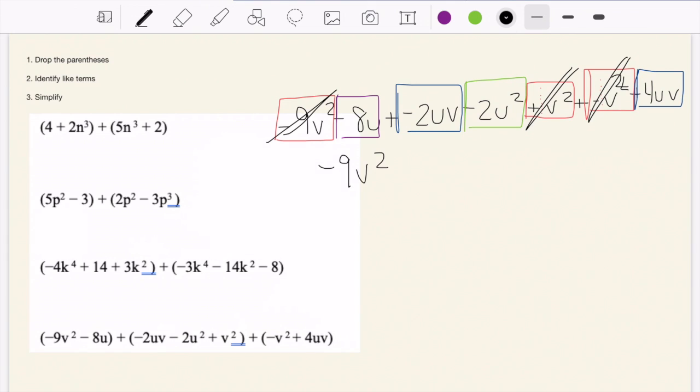Then we have negative 8u, and there's no other purple, so it's just negative 8u. Cross it out. Negative 2uv and positive 4uv would give us positive 2uv, because positive 4 minus 2 will give us just 2. So I'll cross those out. And then we're just left with negative 2u squared. All right, so that's how we deal with adding polynomials. Here's a couple examples for you to try on your own, and then we will review them together.